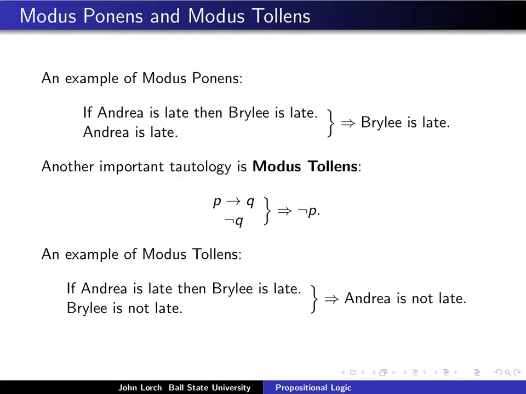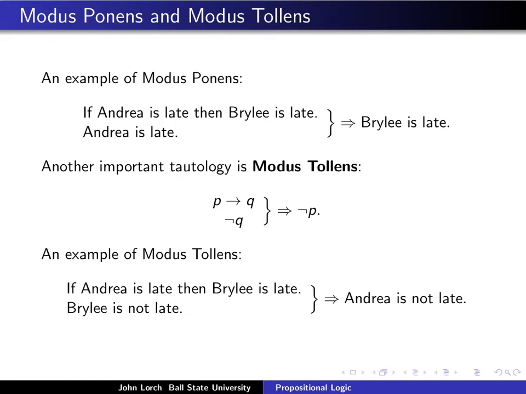So an example of modus ponens would be as follows. If Andrea is late, then Briley is late. Andrea is late, therefore Briley is late, right? It makes perfect sense, right?